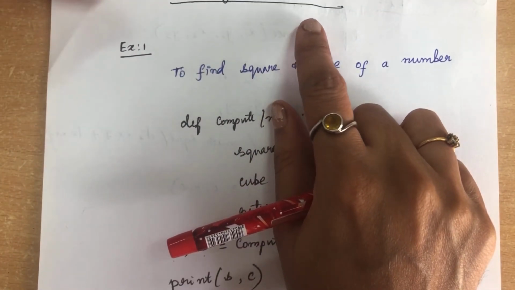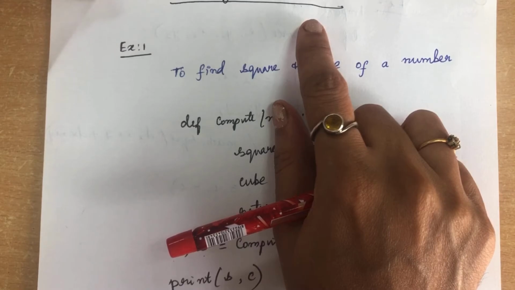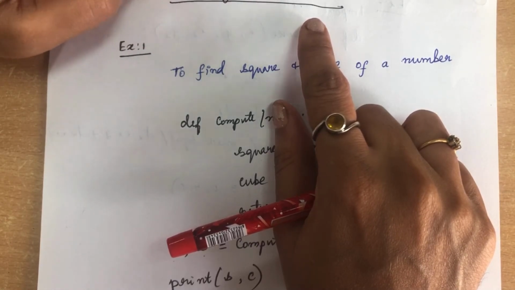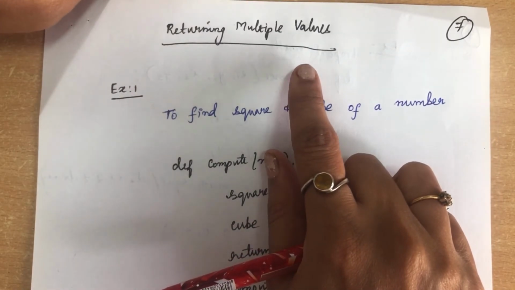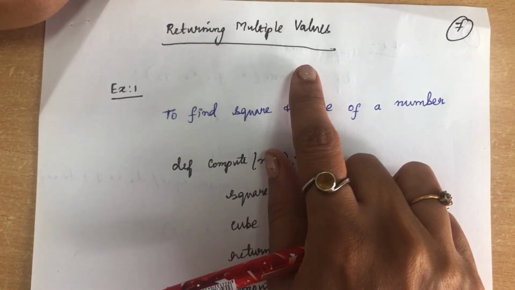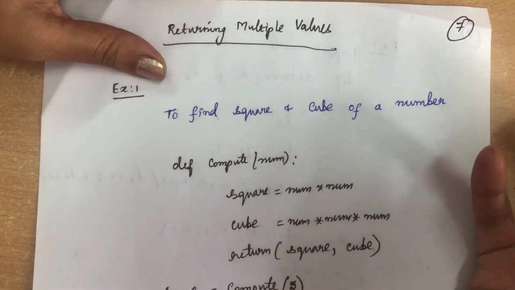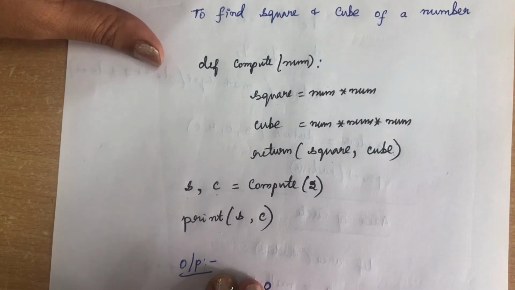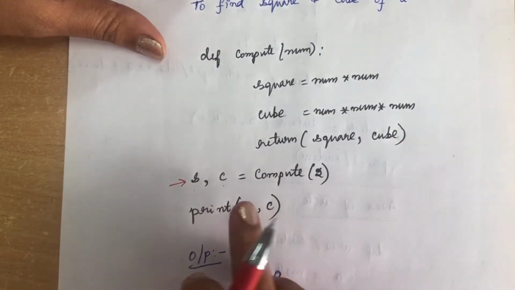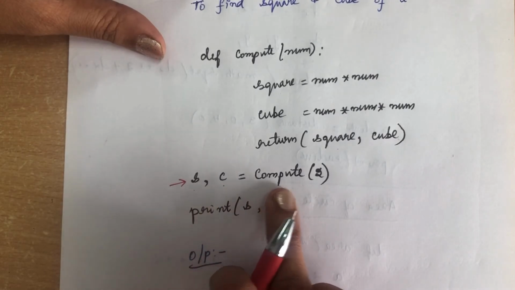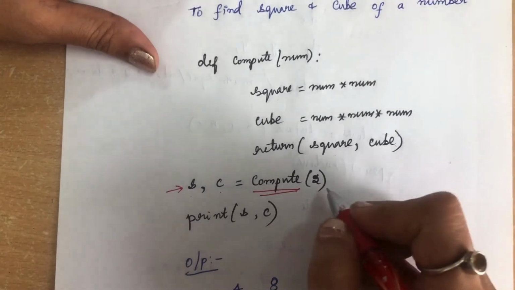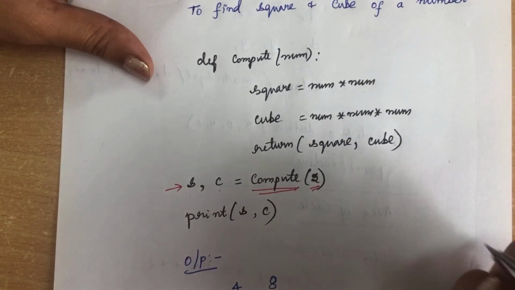So in the last two examples, we have seen only one return statement, and multiple return statements, but each is returning only one value. But now we are going to see the example of returning multiple values. So here in this program, we try to find out the square and cube of a number. Okay, so the main program starts from here. S comma C will be equal to compute of 2. Compute is a function name which has been given and it is accepting only one argument.